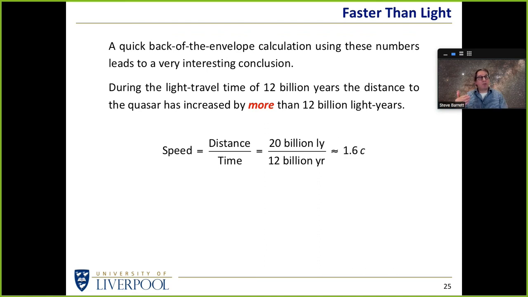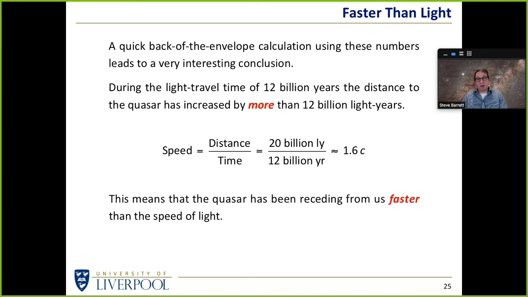That means this object is receding from us, on average, at about 1.6 times the speed of light. It is receding from us faster than light. It has been going faster than light, and it still is going faster than light. Remember those curves I showed earlier?